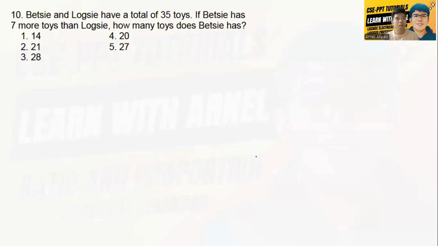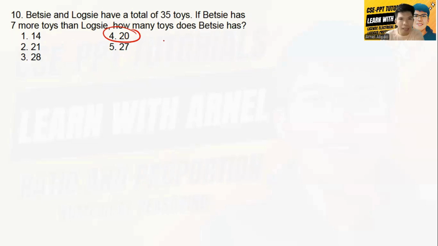Last number. Betsy and Loxy have a total of 35 toys. If Betsy has 7 more toys than Loxy, how many toys does Betsy have? We can have many ways to solve this problem, but the one thing I can recommend to you is reverse engineering. You can make use of the given choices. For example, I'm gonna choose a good number here, perhaps a whole number like this one.